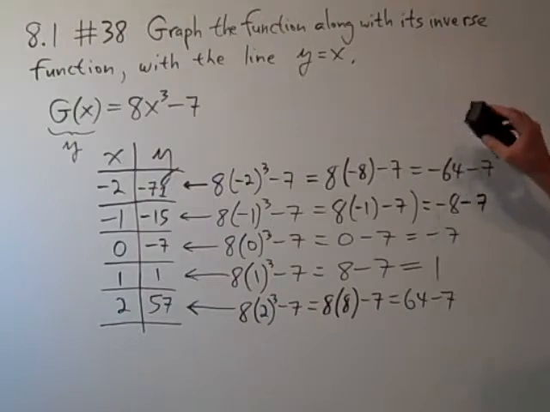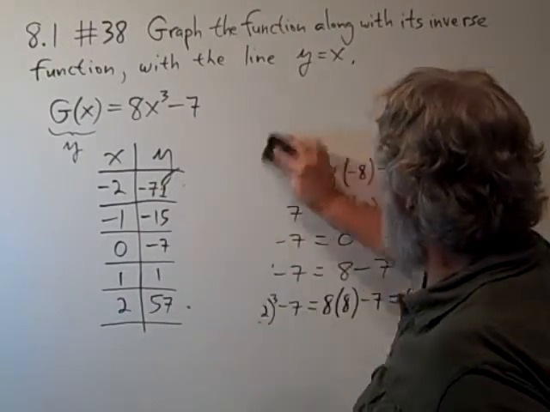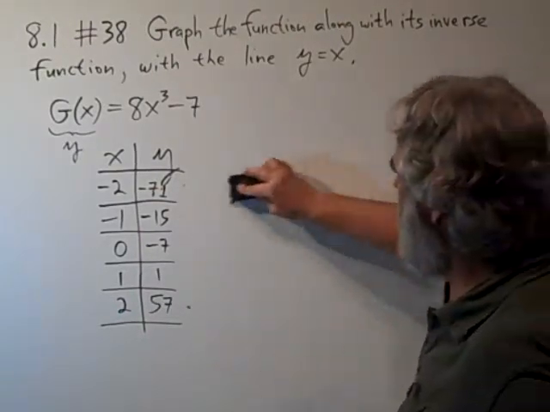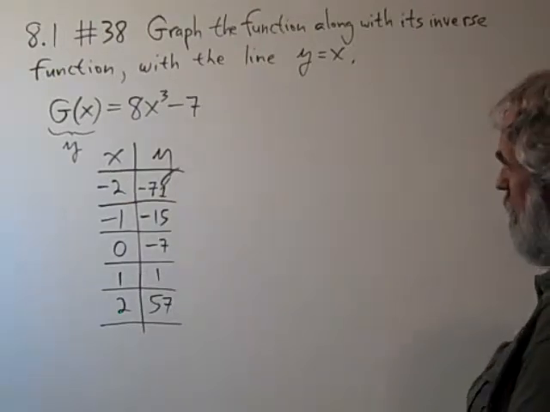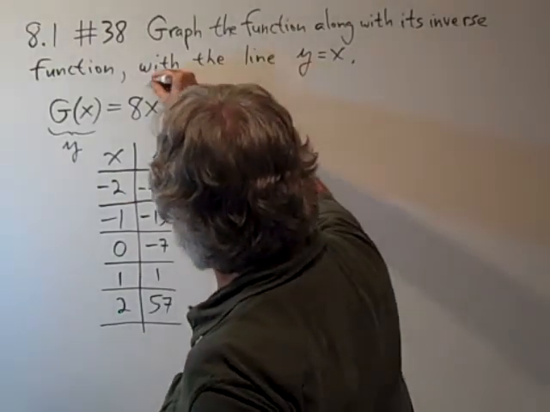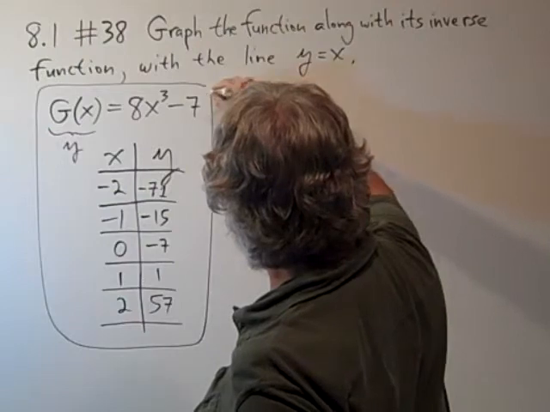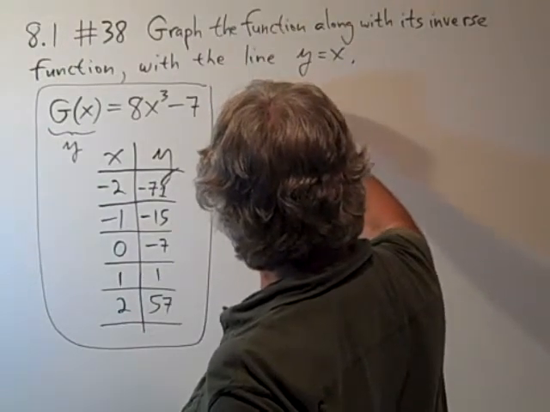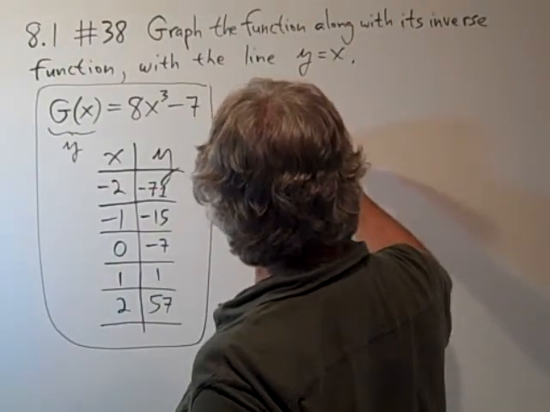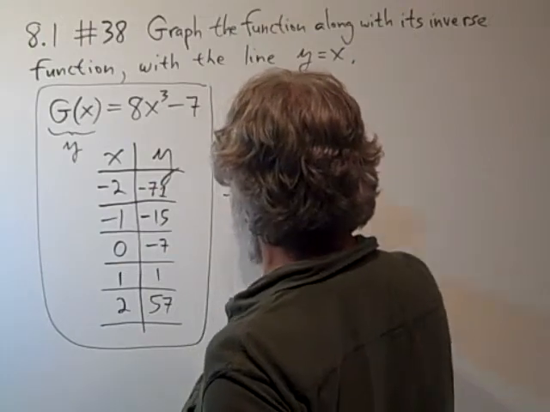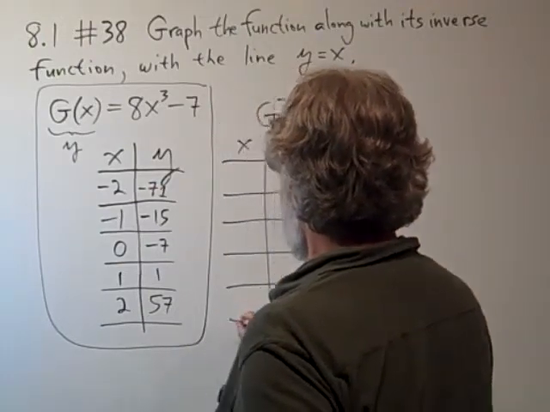Now, for the graph of g inverse, we don't even need to find the inverse function. If these points are all on the graph of g, then for g inverse, all we need to do is switch all the x and y coordinates of every pair.